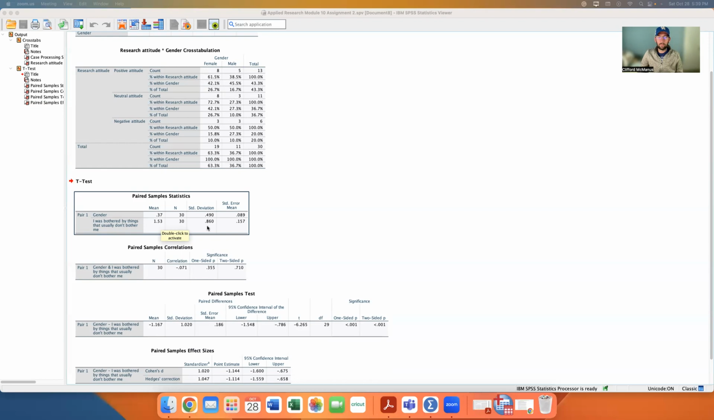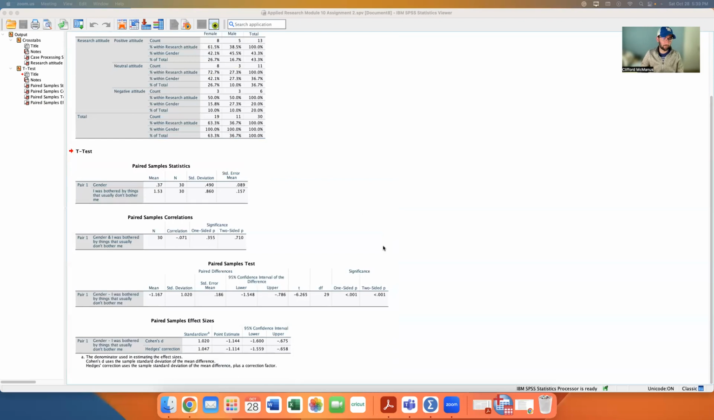And then the standard deviation was 0.49 and 0.86, which is a normal spread of variables. And then where we find the significance or not significant relationship is going to be right here under the paired samples correlation. So neither for the one-sided or two-sided tail, there was not a statistical significance in the relationship between gender and that question.